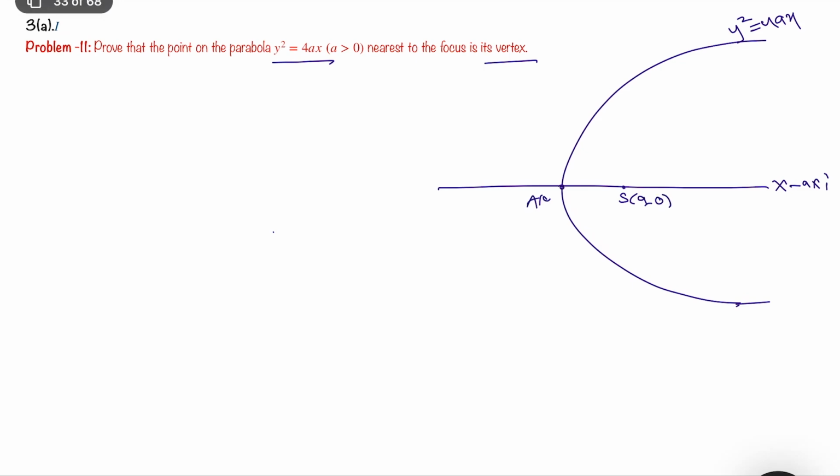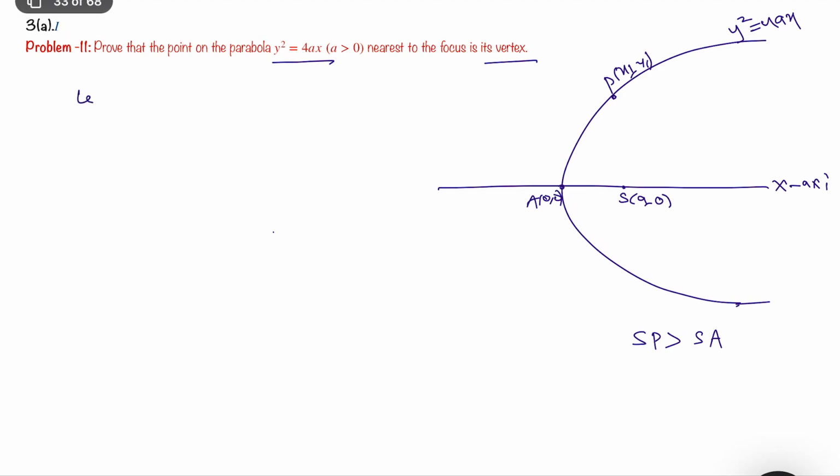The vertex is (0, 0). As you can see, the vertex (0, 0) is a point on the parabola. Here we have to show the vertex A is the nearest point to the focus on the parabola. That means if you take any point P other than this vertex on the parabola, then we have to show that SP is greater than SA. The distance from the focus to P should be bigger than the distance from the focus to the vertex A.